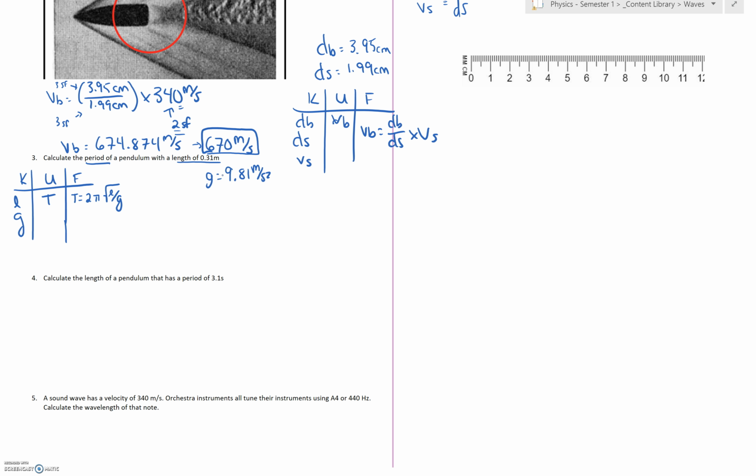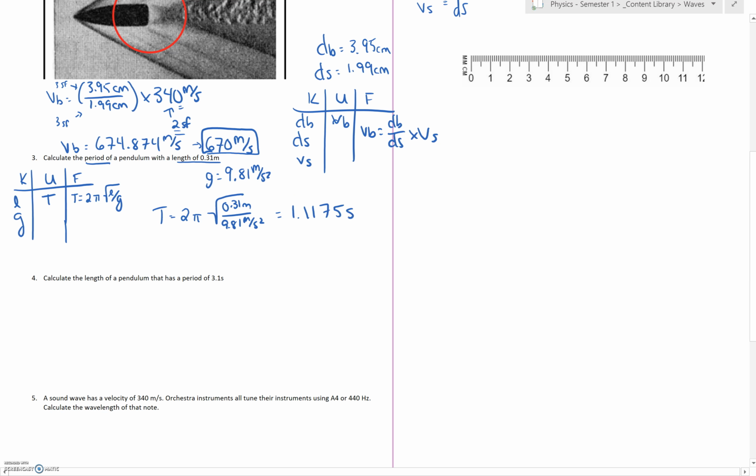So this one actually also becomes a pretty straightforward setup because we just plug in T equals 2 pi square root of 0.31 meters over 9.81 meters per second squared, which when I run all that math out and plug it in, becomes 1.1175 seconds, okay?